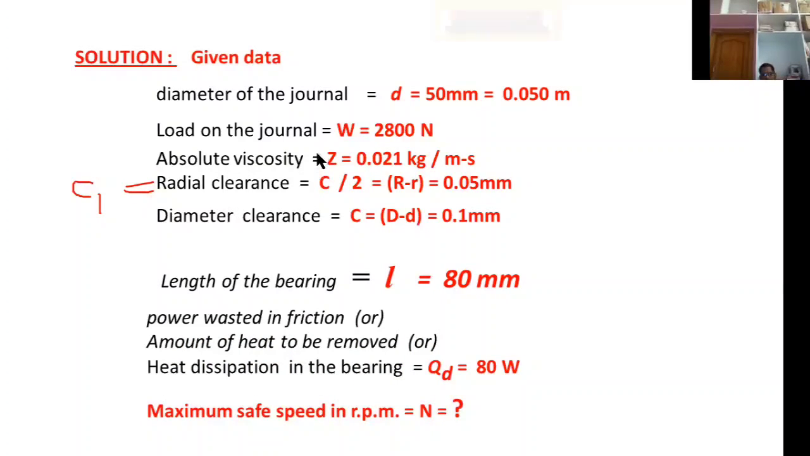Here the amount of heat dissipation. Okay, here I consider amount of power wasted or amount of heat removed or amount of heat generated or amount of heat dissipation equal to 80 watts. I consider this value. So maximum safe speed, you have to find the value of maximum safe speed, that is N. By using these details you have to find value of N in RPM. Please remember here the amount of heat dissipation is given.